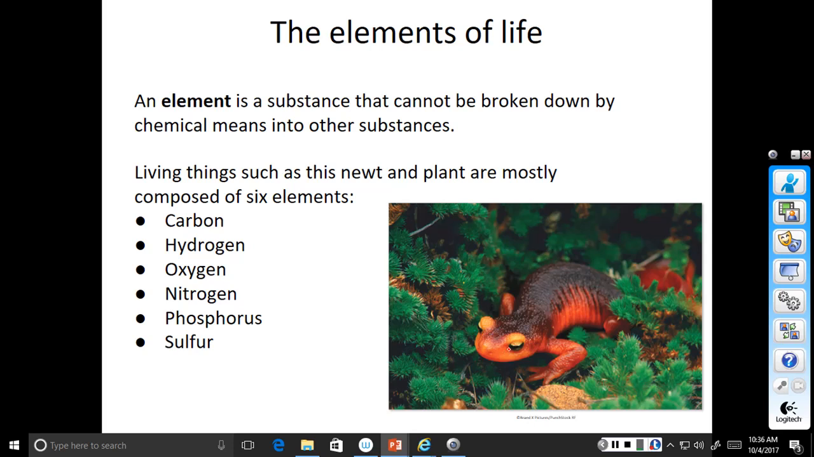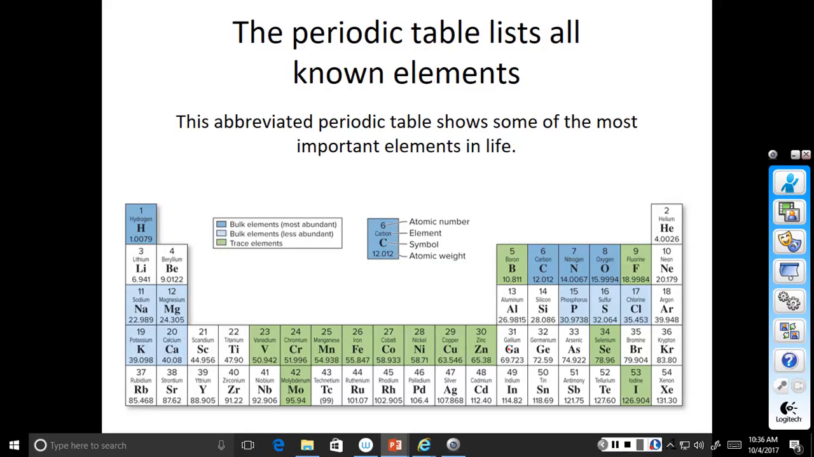So we're going to talk a lot about these elements, not so much about some of the other ones like, say, fluorine or gold, that while they're perfectly good elements, they're just not really found in biological systems, or they really shouldn't be. So we won't talk about them as much. So this little abbreviated periodic table shows most of the important elements in life.